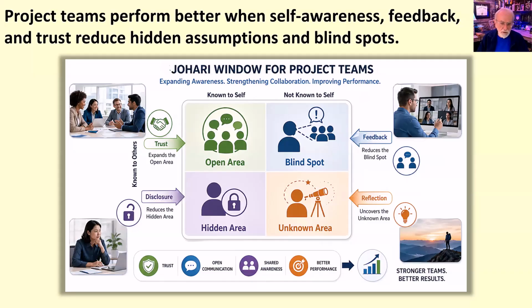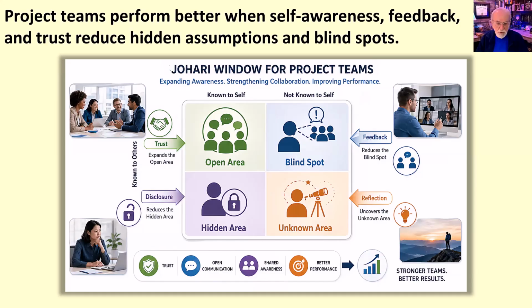The hidden area includes things we know about ourselves but have not shared with the team. Some of this may remain private, but appropriate professional disclosure can build trust. For example, a team member might explain that they need written follow-up after meetings to stay aligned. The unknown area includes capabilities, reactions, or concerns that neither the person nor the team fully recognizes yet. These often emerge under pressure, during conflict, or when the project faces uncertainty.